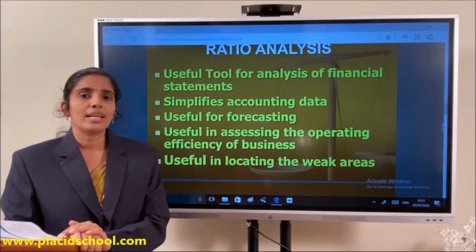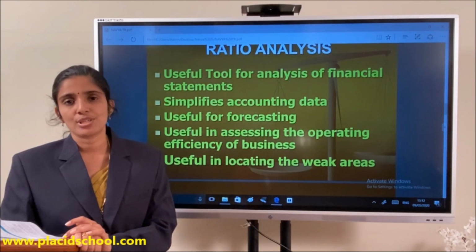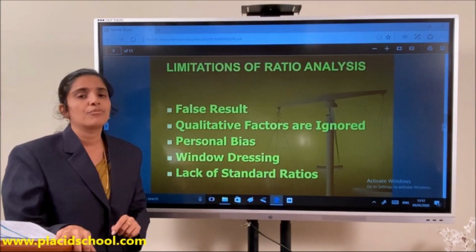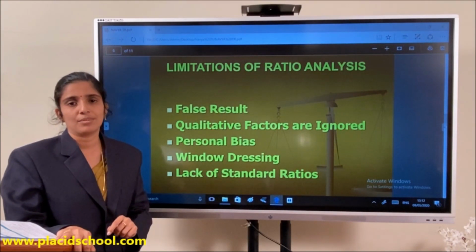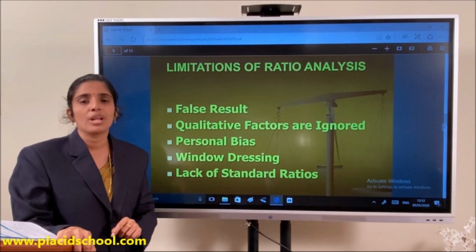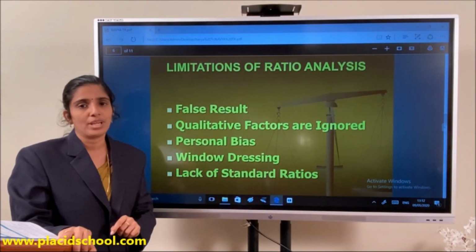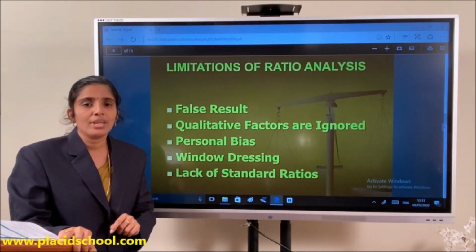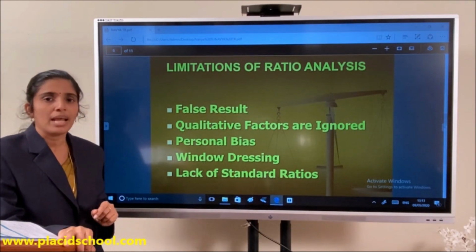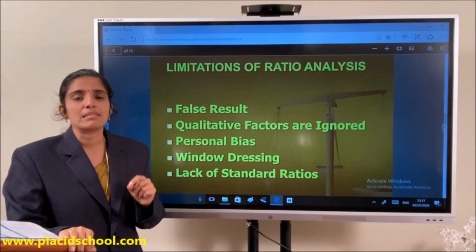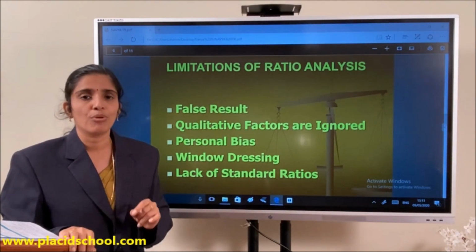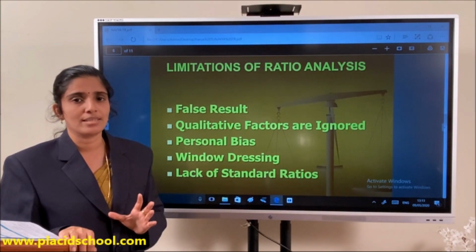And ratio analysis has a number of limitations also. The limitations are: first one, false result. Ratio analysis mainly depends on the balance sheet and the profit and loss statement. If there is any mistake in the balance sheet or profit and loss statement, that will adversely affect the result of the ratio analysis. That is the main fault of ratio analysis.